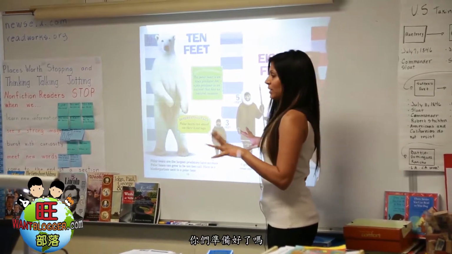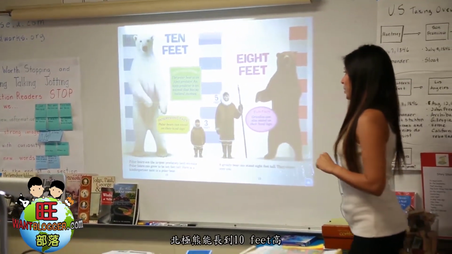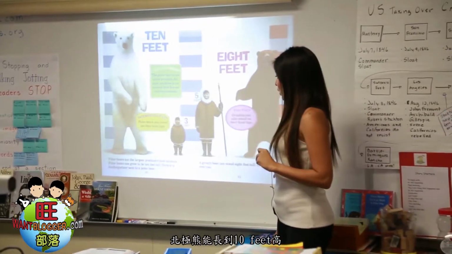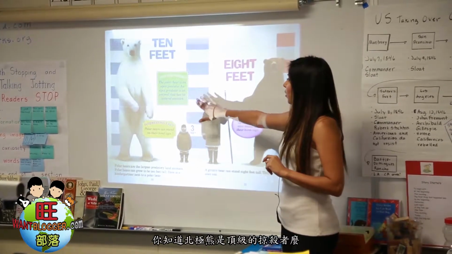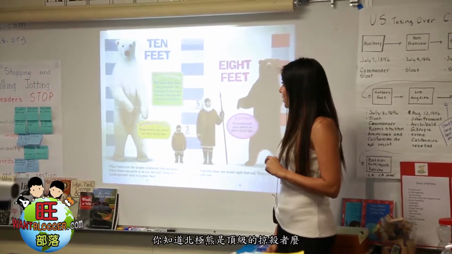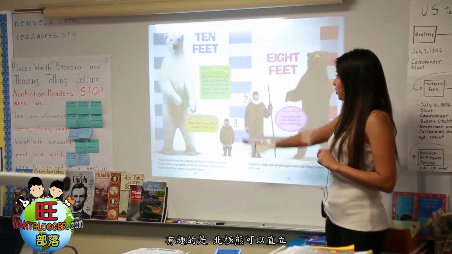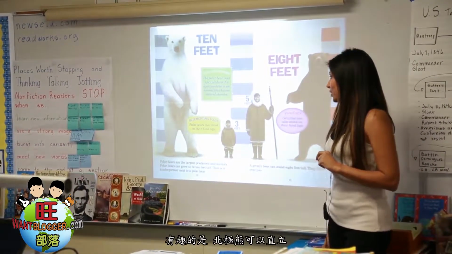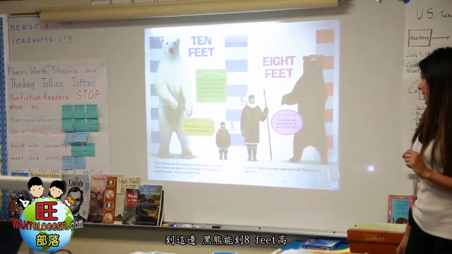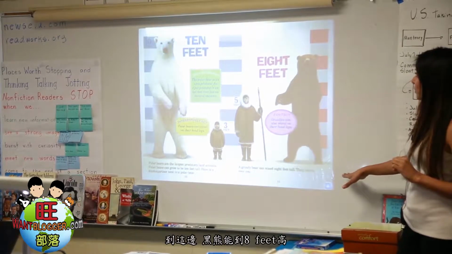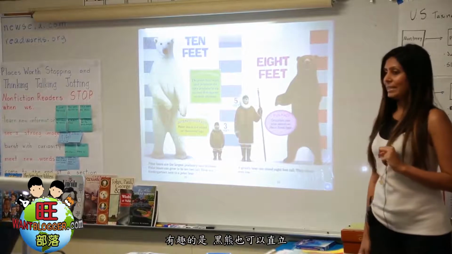So, you guys ready? I'm going to start over here. Polar bears are the largest predatory land animals. Polar bears can grow to be 10 feet tall. Here is a kindergartner next to a polar bear. Did you know the polar bear is an apex predator? An apex predator is an animal that has no natural enemies. Interesting fact, polar bears can stand on their hind legs. Over to this side. A grizzly bear can stand 8 feet tall. They tower over you. Fun fact, grizzlies can also stand on their hind legs.